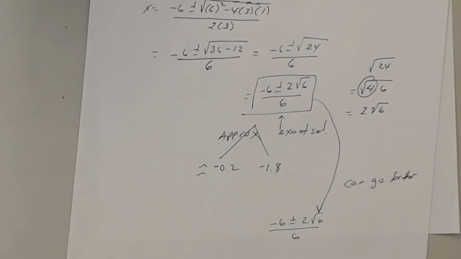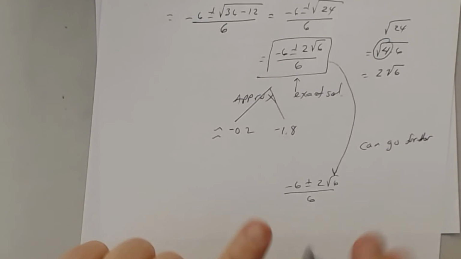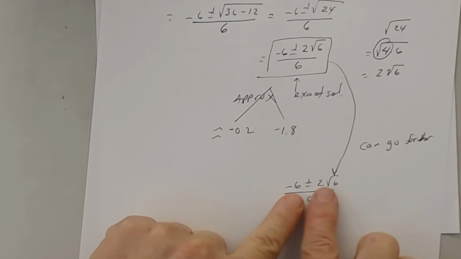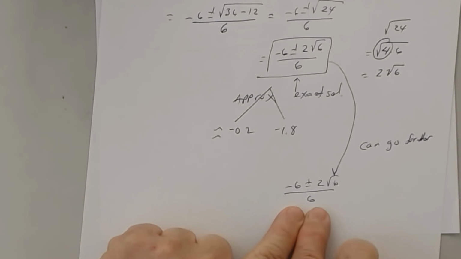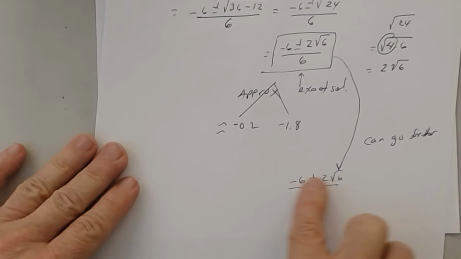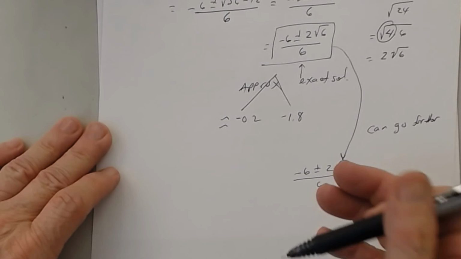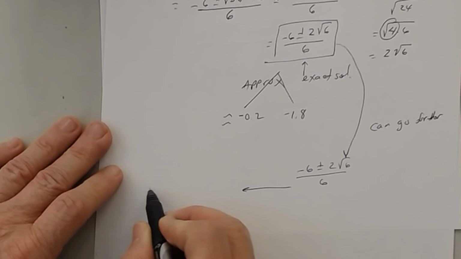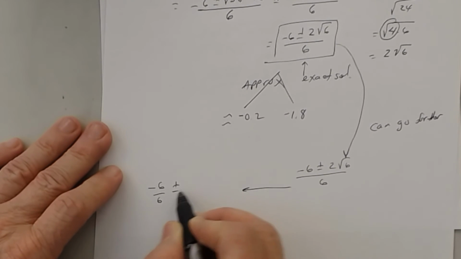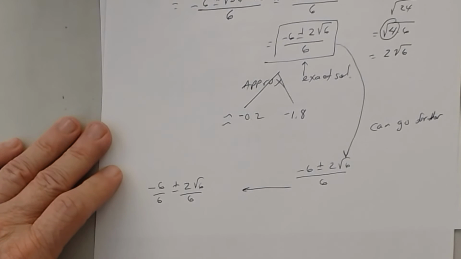There are several ways you can think of this. Now listen to this. You see there are how many terms in this numerator? 2. How many terms in the denominator? 1. Okay, so whenever there's just one term in the denominator, every term that's in the numerator, you can rewrite as separate fractions. So in other words, this can become negative 6 divided by 6 plus or minus 2 square root of 6 divided by 6. You agree?